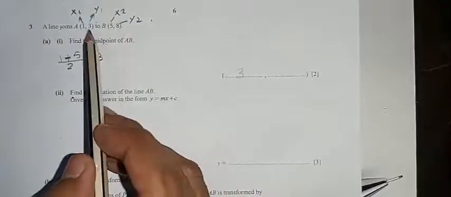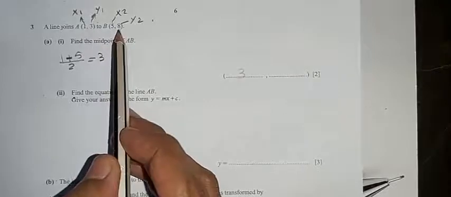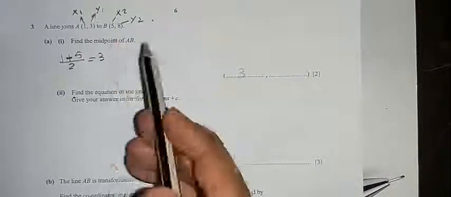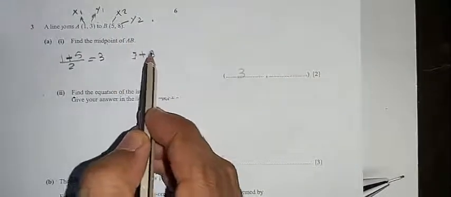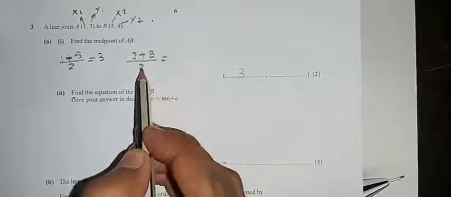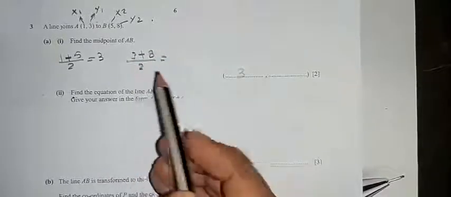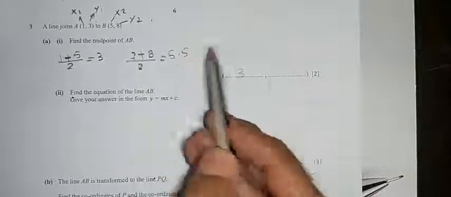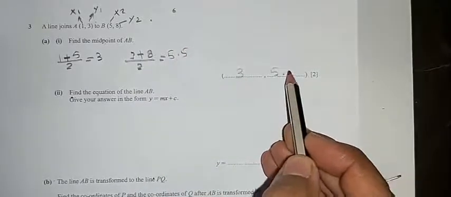y1 plus y2, 3 plus 8 over 2. 3 plus 8 is 11, 11 divided by 2 is 5.5, so the y coordinate here is 5.5.